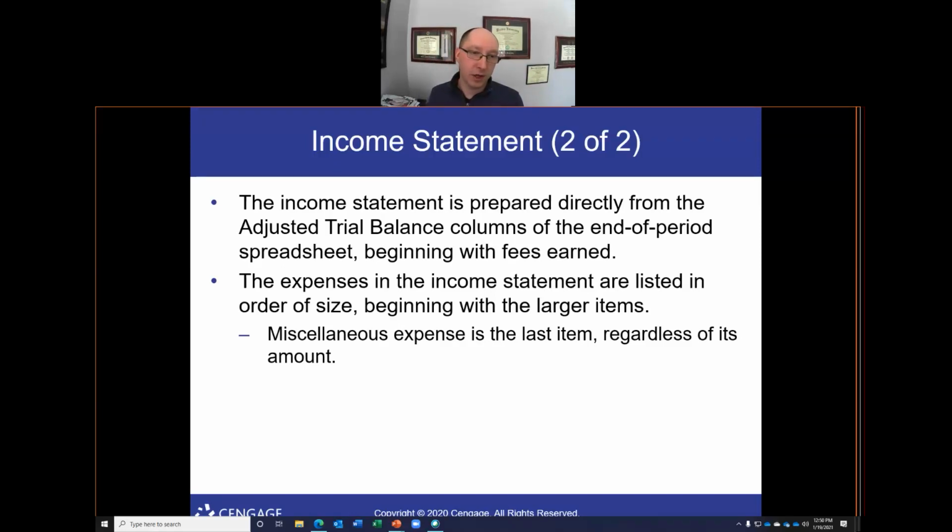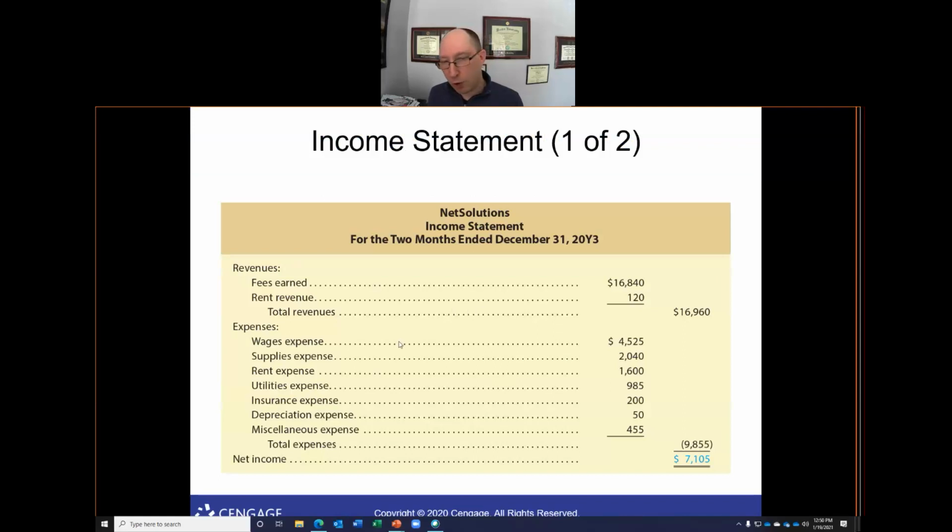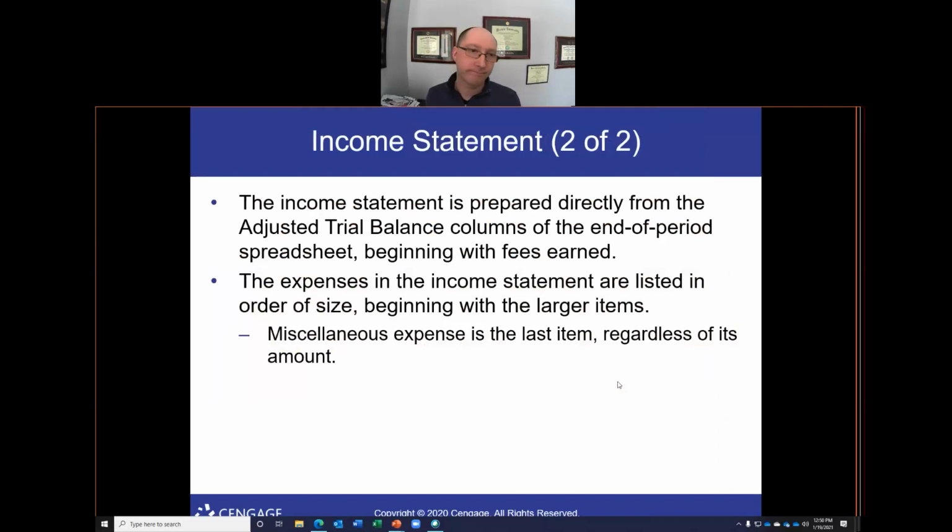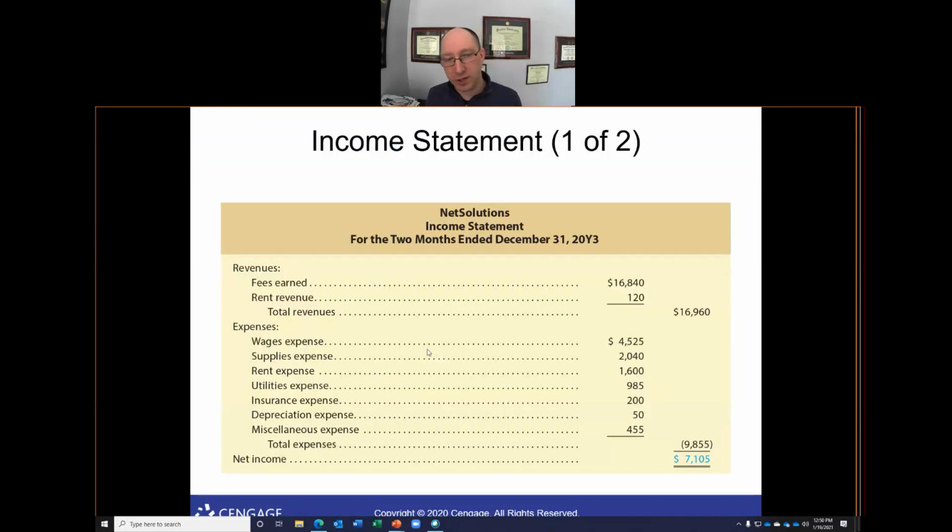With the fees earned, the expenses in the income statement are listed in order of size. So if you're ever wondering who determines the order of the expenses, it's determined by the size of the amounts. The higher the amount is usually on the top. And miscellaneous is always at the bottom. Doesn't matter the size, but miscellaneous is always at the bottom.